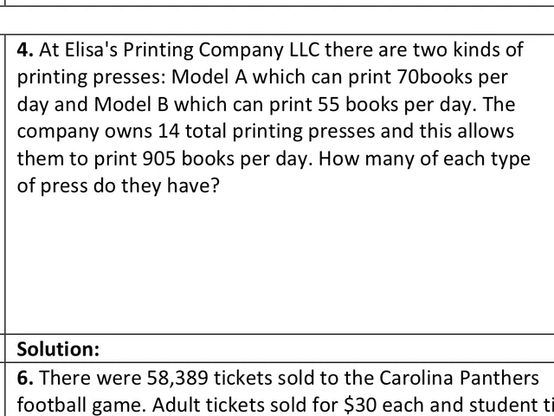Alright, at Elisa's Printing Company, LLC, there were two kinds of printing presses. Model A, which can print 70 books per day, and Model B, which can print 55 books per day. The company owns 14 total printing presses, and this allows them to print 905 books per day. How many of each type of presses do they have? So I'm going to let Model A be my X, Model B be my Y.